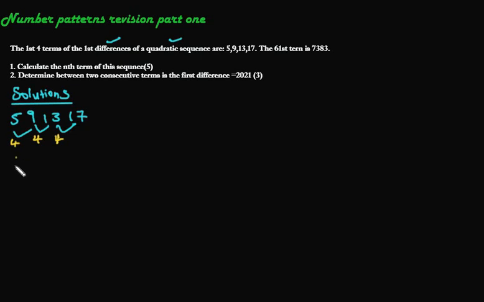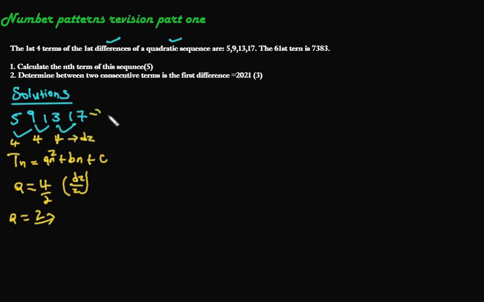What do we know about calculating the formula of a quadratic sequence? We know that the formula for a quadratic sequence is given by TN is equal to A N squared plus Bn plus C. So we know that A is equal to 4 over 2, so A is equal to 2. The formula for A is D2 over 2. D2 means second difference. Here is D2, that is D1, and up there we would have the actual quadratic sequence.